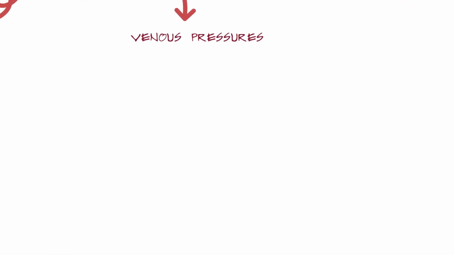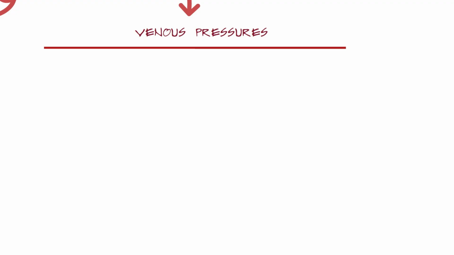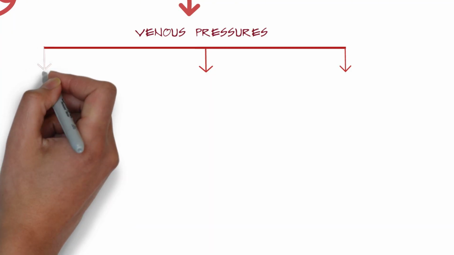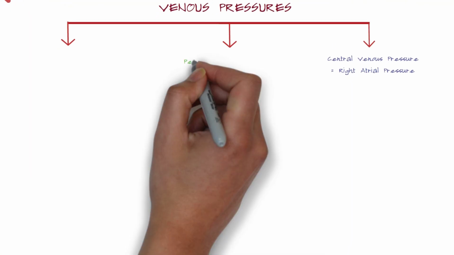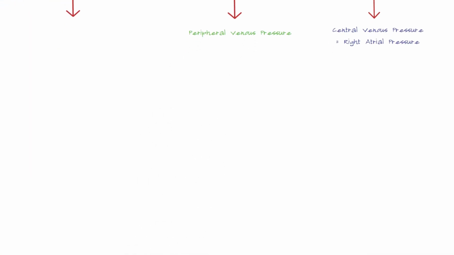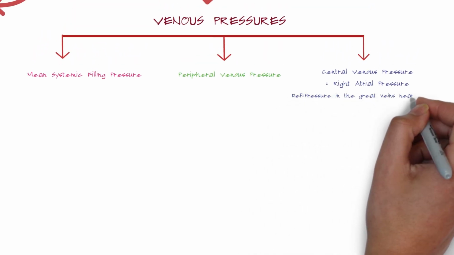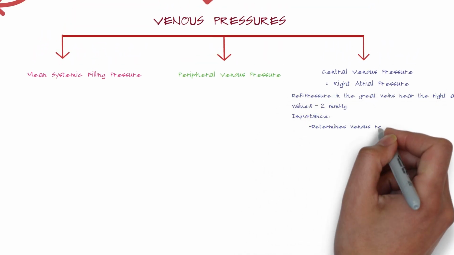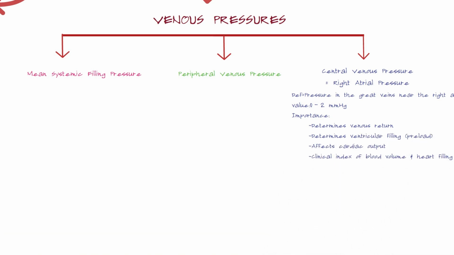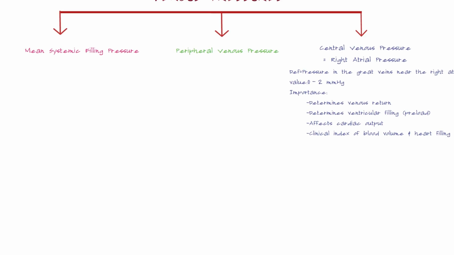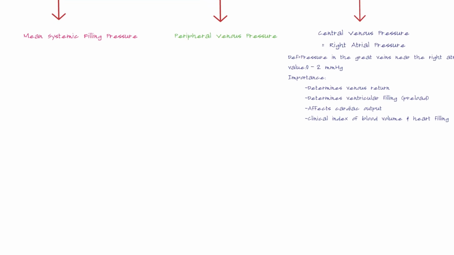Let's move to the venous pressure. There are three important venous pressures: the central venous or right atrial pressure, which is the pressure in the great vein near the right atrium. Its value is 0 to 2 and it is important because it determines the venous return, the ventricular filling, and the cardiac output. Clinically, we use it as an index for the blood volume and the heart filling. Remember, if the right atrial pressure increases, the venous return decreases and vice versa.